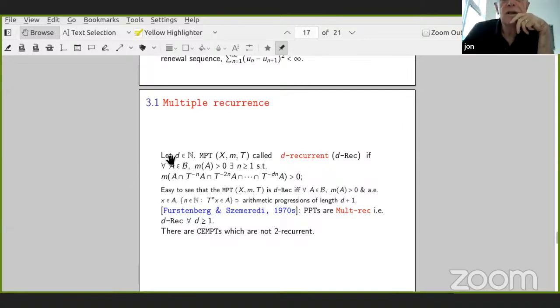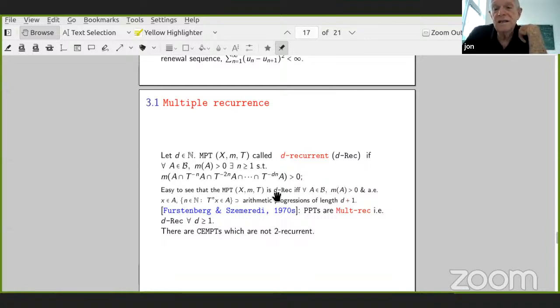Okay, so here we go. We're looking at multiple recurrence. So you've heard of this. You call a measure preserving transformation D-recurrent if for every A with positive measure, there's some N so that these sets have positive measure. It's easy to see that T is D-recurrent if and only if for every A with positive measure and almost every x in A, the sets of visits contain arithmetic progressions of length D plus 1.